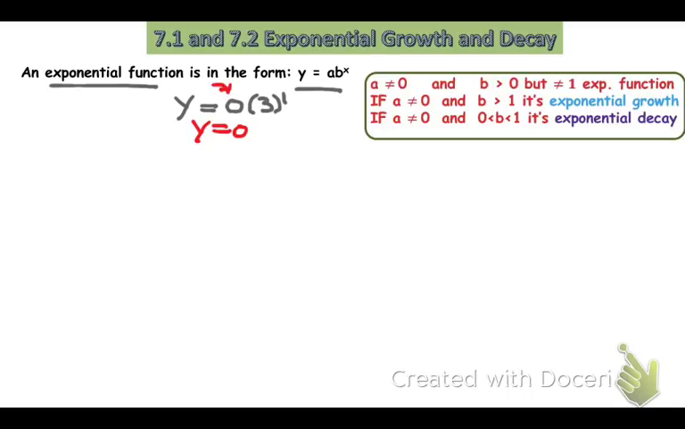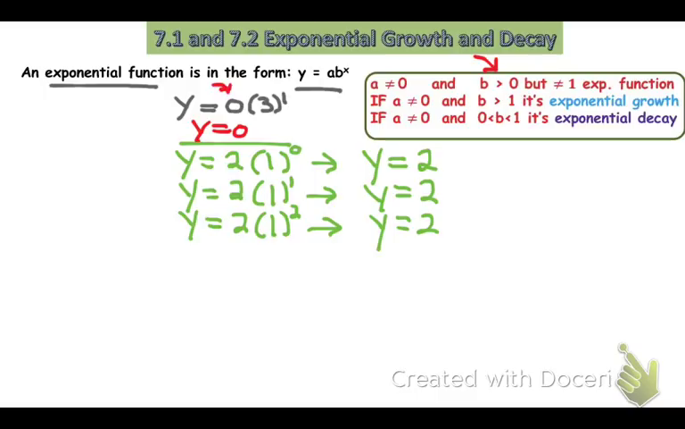The other qualification says that b has to be greater than 0 but not equal to 1, and I'll show you why it can't be equal to 1. So I chose a random value of 2 to represent a, exponents 0, 1, and 2, but my b values are consistently 1. And every single time it comes out to y equals 2. The equation doesn't change.